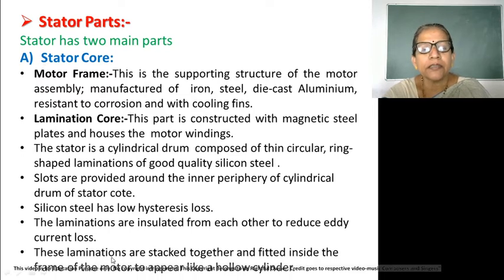The laminations once formed, actually they are very thin laminations having thickness about 2 to 3 mm, and these laminations, they are stacked together and fitted inside the frame of the motor so as to form a cylindrical structure. So it appears like a hollow cylinder. Number of laminations, they are pressed one behind other. Between two successive laminations, a layer of insulation is provided. They are bolted together and it will form finally a hollow cylinder.